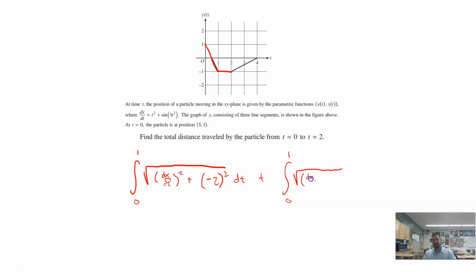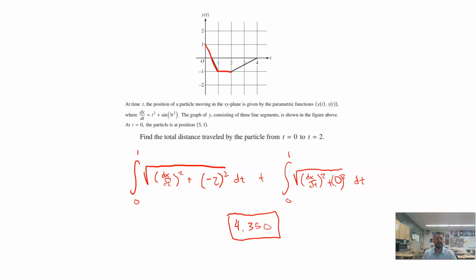So I get dx/dt squared plus, there's a slope of 0 there, so I get 0 squared. And then I go dt. When I type all of that into my calculator, what I get is 4.350 or 4.349, depending on how you type it in.